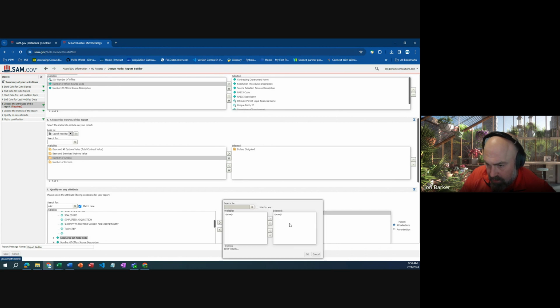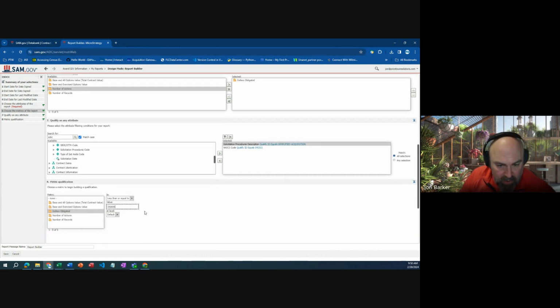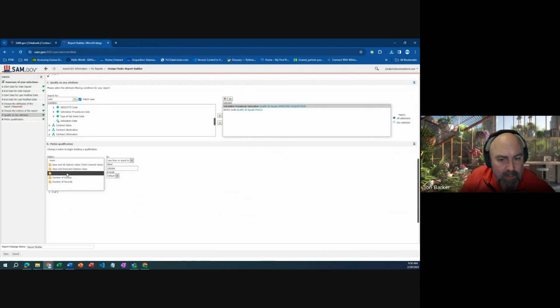All right. So I want to do alternative sources. So these are all the various types of procedures. I want to do the simplified acquisition. Yes. All right. So I got my NAICS code, got my solicitation procedures. Now I want to do my thresholds. Why isn't that letting me do it?